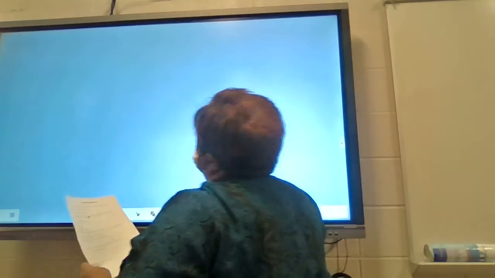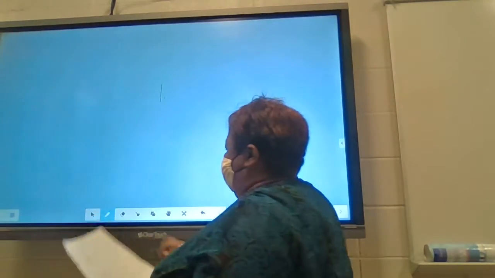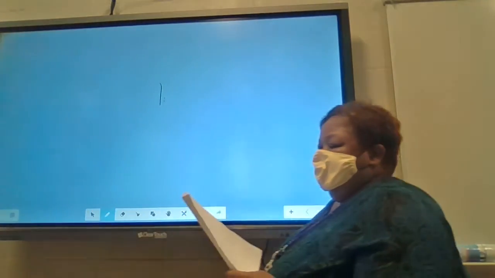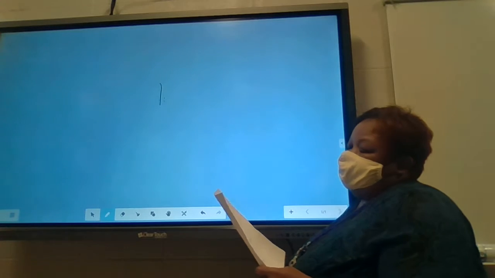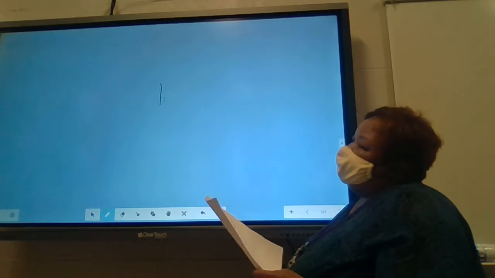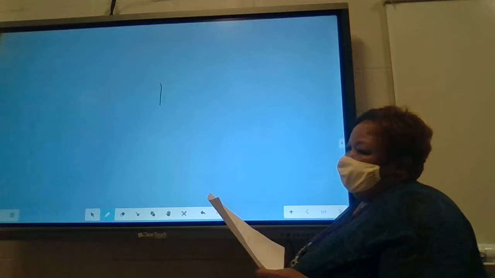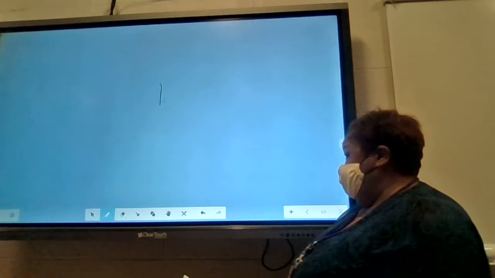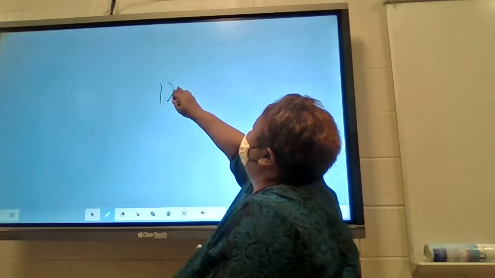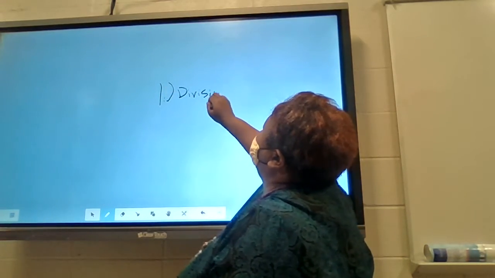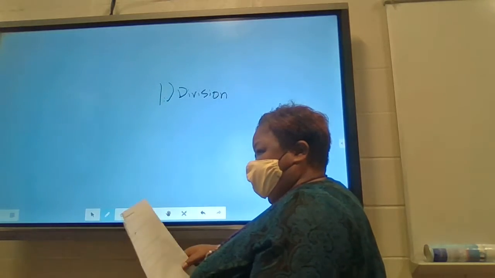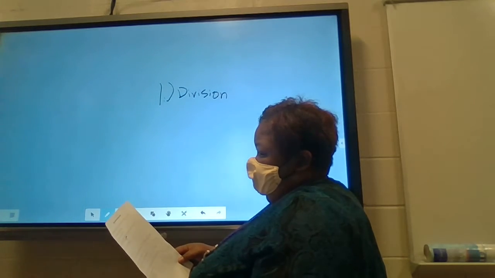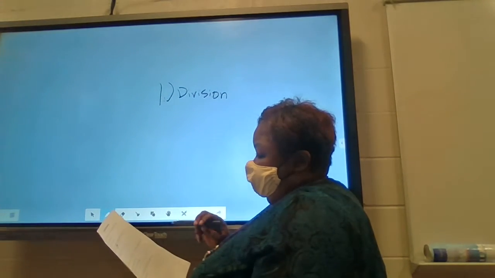So number one says there are 208 fish evenly divided among 8 tanks or 8 aquariums at a store. How many fish are in each aquarium? So how do we figure that out? So this is a division problem. So on your sheet, you might want to write division so you'll know what to go back and look at, study. If you don't have room, you might want to write on another sheet of paper.